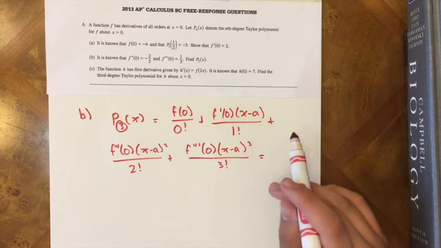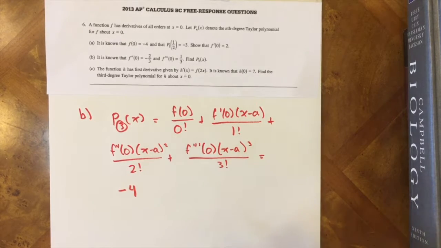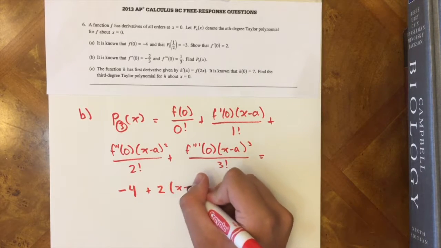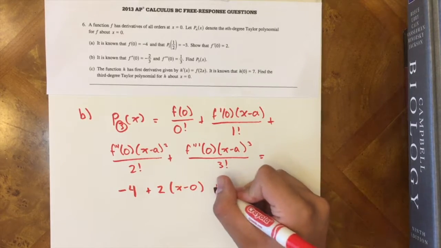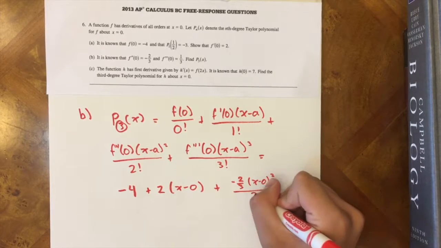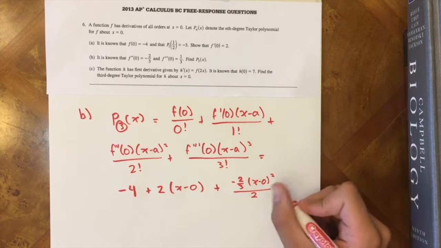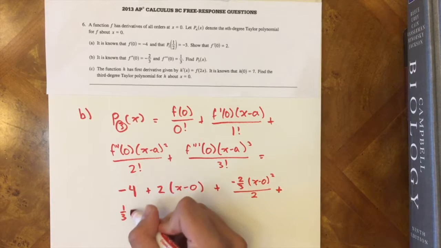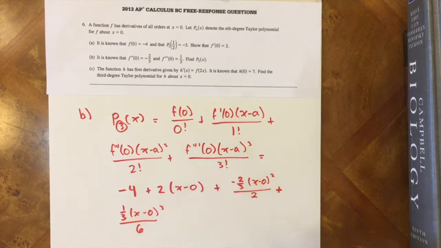It's really simple. So this is just equal to, like we did last time, -4, f of 0 is -4, 0 factorial by definition is just 1, plus 2 times x minus 0, again 1, f prime of 0 is equal to 2, plus -2/3 times x minus 0 squared over 2 factorial, which is 2, and f double prime is equal to -2/3, plus f triple prime, which is 1/3, times x minus 0 cubed over 3 factorial, which is 6.